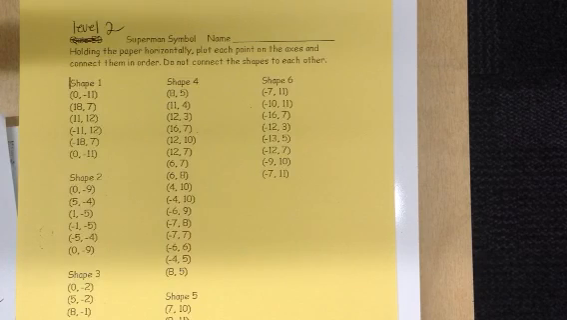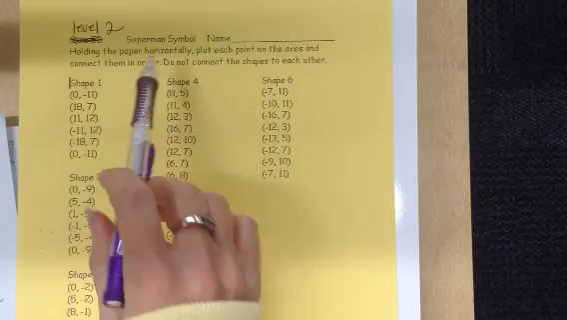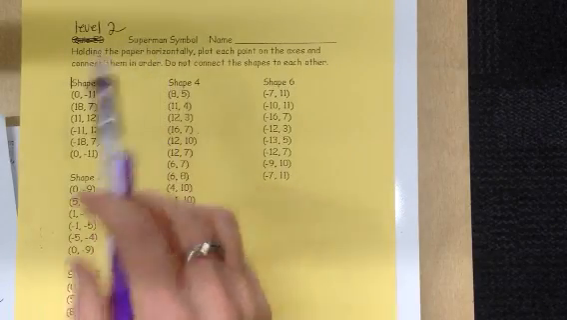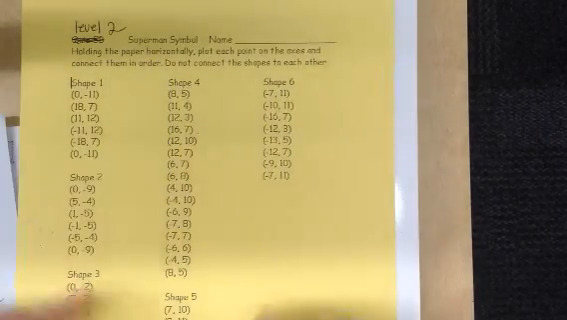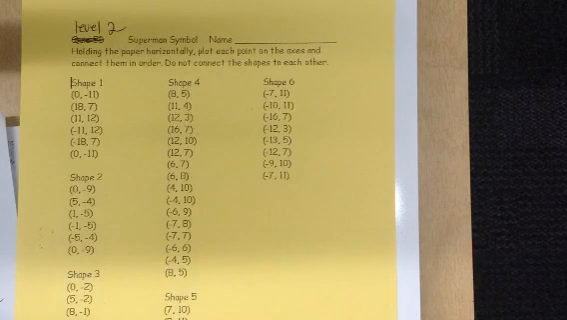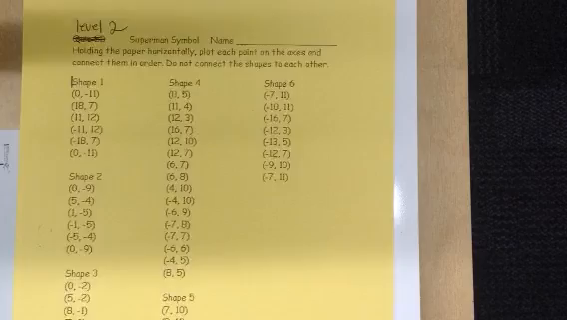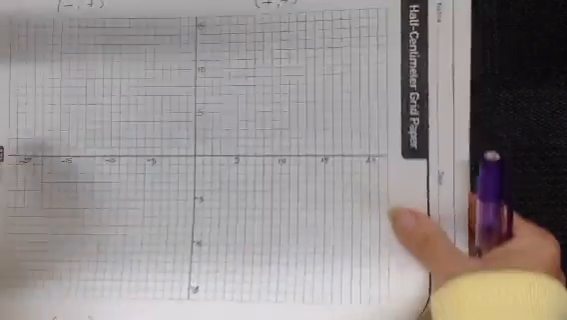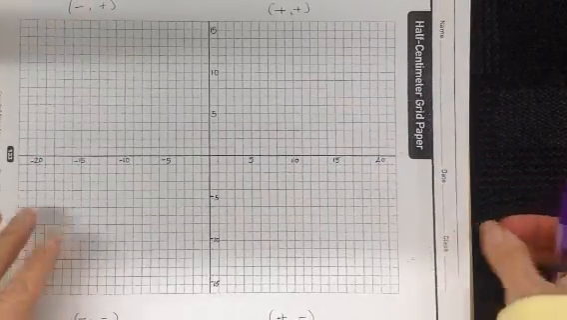So you will either get a Superman, an Elmo, or a Batman from your teacher, and that's a level 2. For all of these, your paper will be held horizontally, and it does tell you that right here in the directions. You'll get a sheet like this that will tell you where you're plotting your ordered pairs. The second piece of paper that you will be receiving from your teacher is a graph.